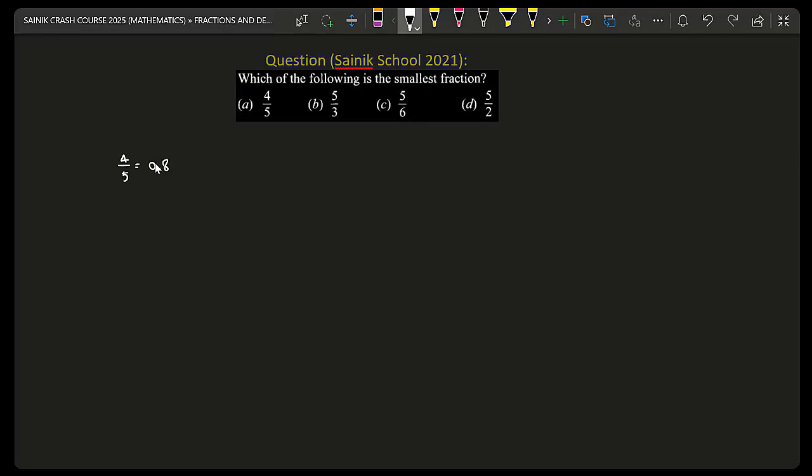See, 5 zeros are 0. 4 use a decimal point. 4 will become 40. 5 eights are 40. Yes. Then 5 by 3. Sir, 1.6. Okay, 1.6. 3 ones are 3, and 3 twos are 6. Next, 5 by 6. Sir, 0.8. But there is a clash between these two.